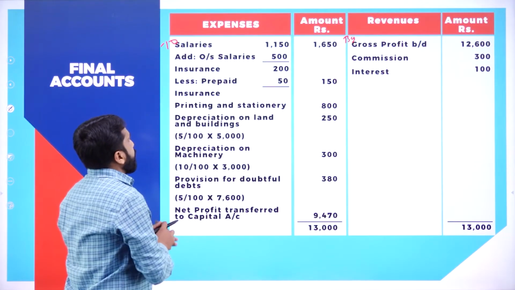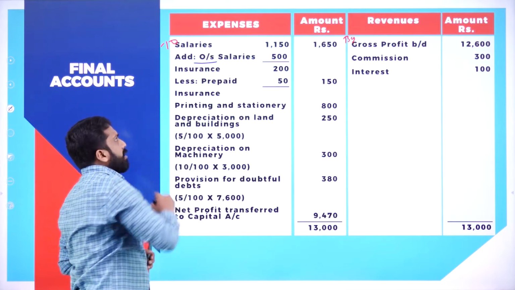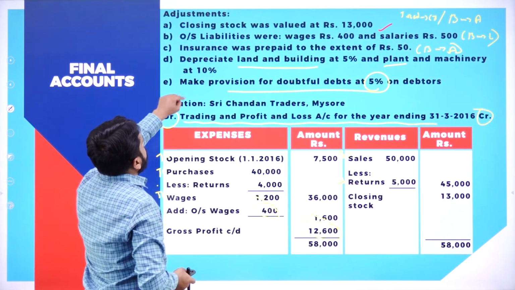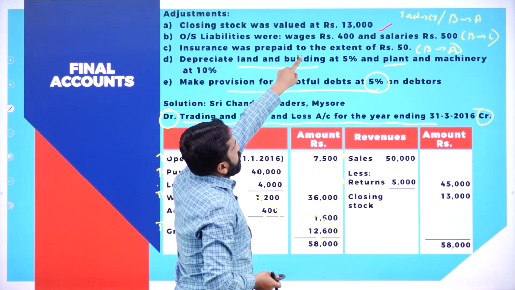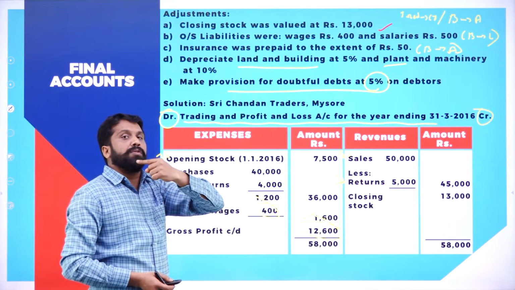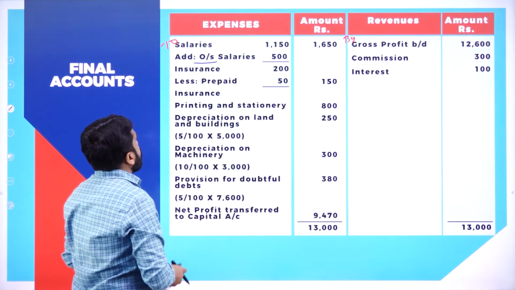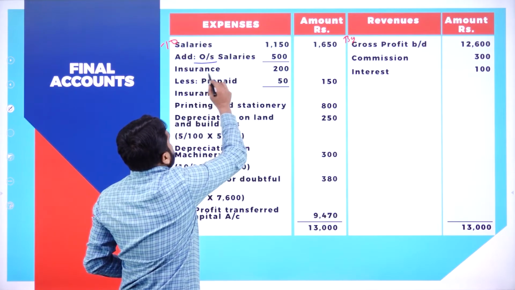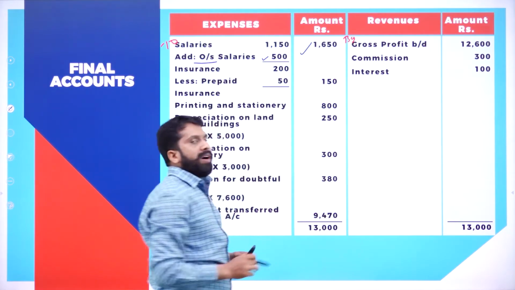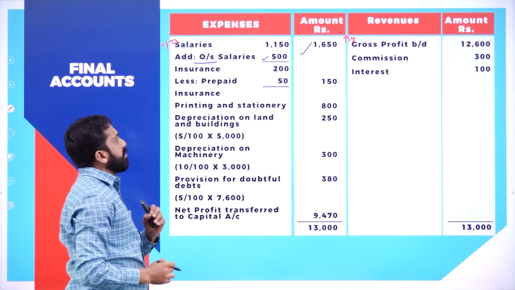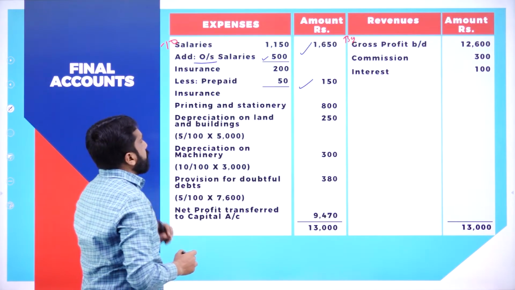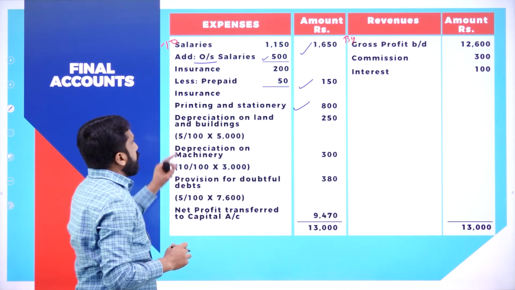See, they have taken salary plus outstanding. How did you get outstanding? I'll go back to your adjustment. Liability, wages 400, salary 500. There is a 500 outstanding. What should we do? We should add. See, salary, there is outstanding of 500. We have added and we have written 1,650. Then insurance and prepaid is over. Then printing and stationery is over.